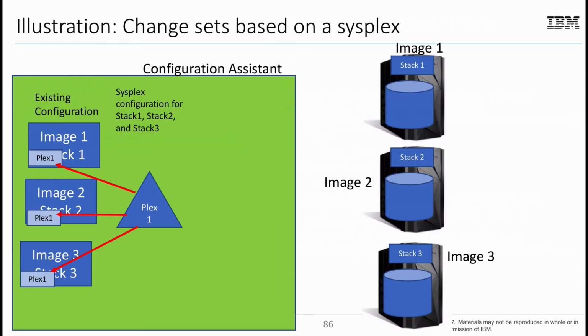Okay, the third type of change set is a change set based on a Sysplex, which is the third major type of configuration. This slide shows you conceptually how that works. In this example, I have an existing configuration. I have a Sysplex, which has 3 stacks in it.